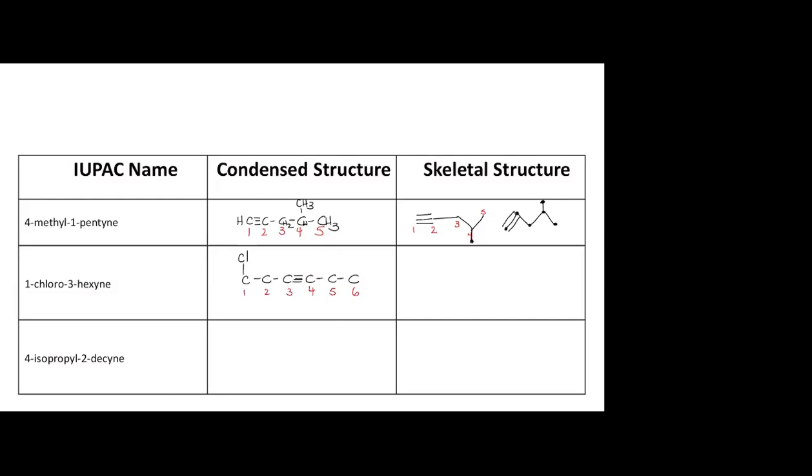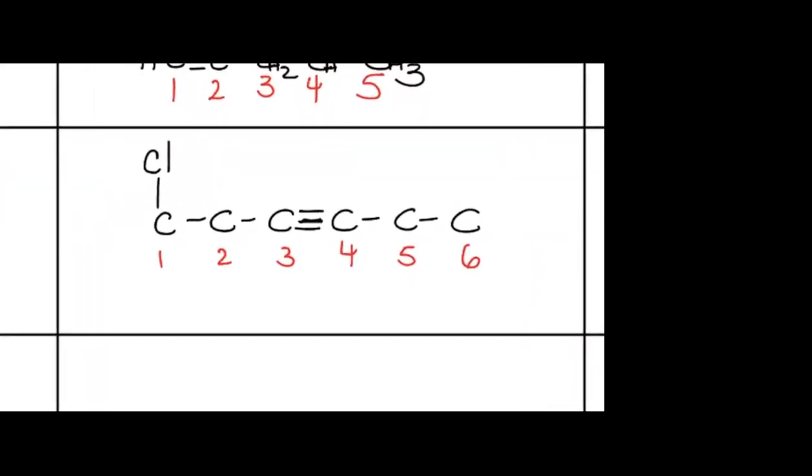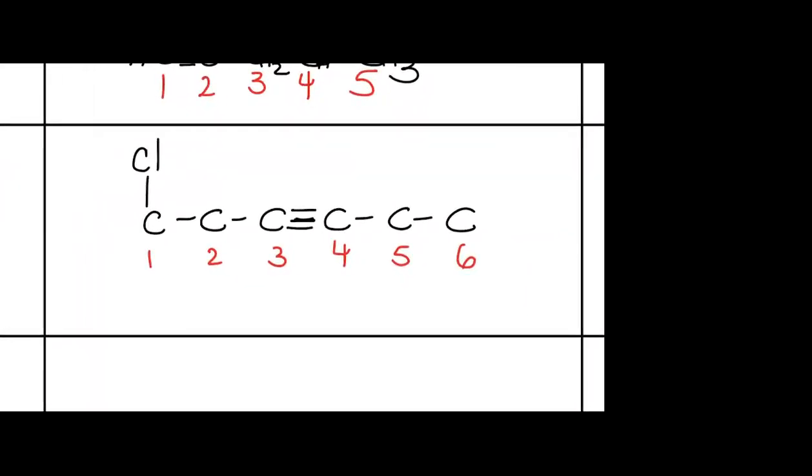Then we fill in the hydrogens. I'm just going to go straight into filling in the hydrogens. So carbon 1 has 2 hydrogens. Carbon 2 has 2 hydrogens. Carbon 3 doesn't need any hydrogens. Carbon 4 doesn't need any hydrogens. Carbon 5 gets 2. Carbon 6 gets 3. Put a 1 in the chat if the addition of the hydrogens makes sense.